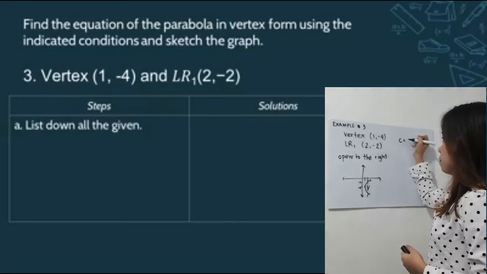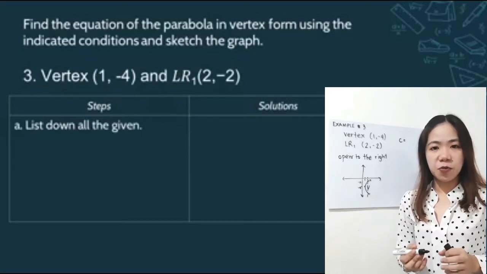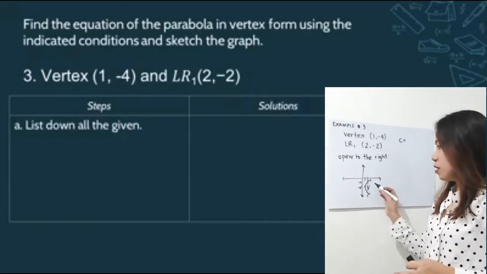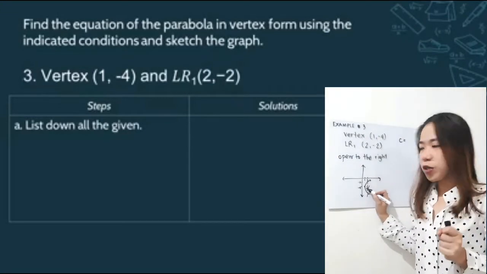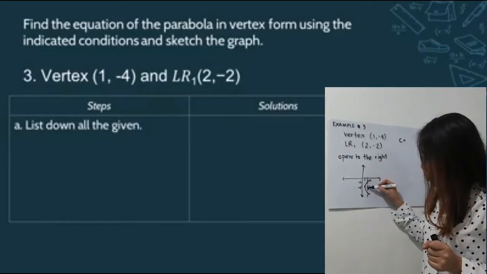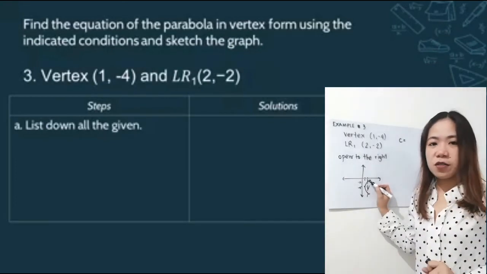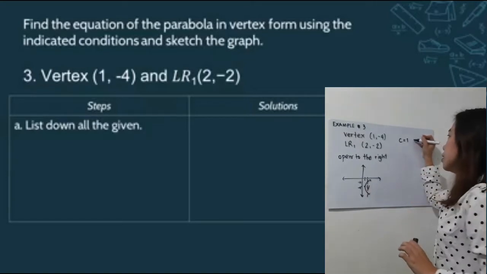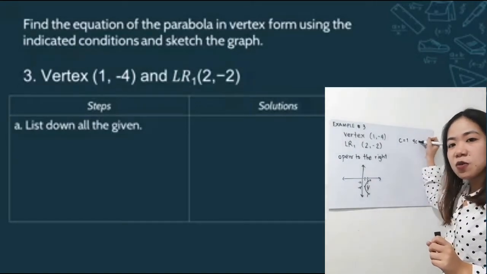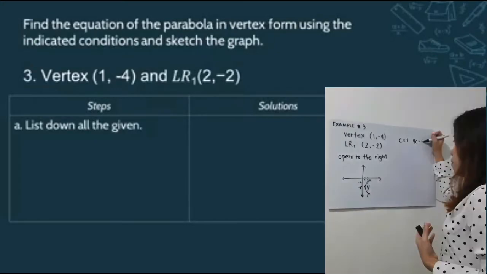How do you find the value of c if the given is the vertex and one of the endpoints of the latus rectum? Again, we mentioned that it could be the distance from the vertex to the focal point. Since this will intersect the focal point from 1 to 2, the distance is 1. So that is the value of c. So we have c equals 1, and then 4c, so that we could substitute later. 4c is 4 times 1, that is 4.